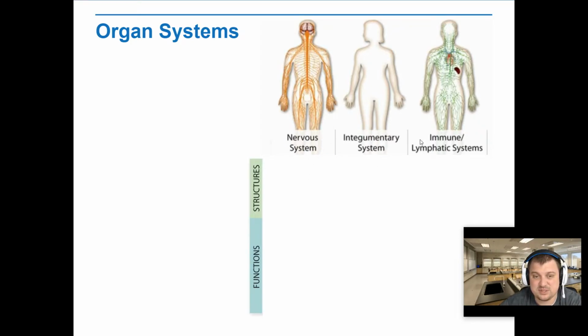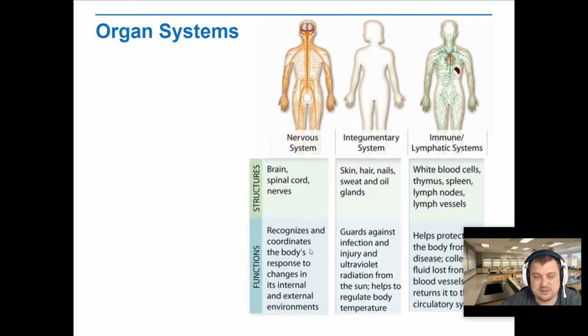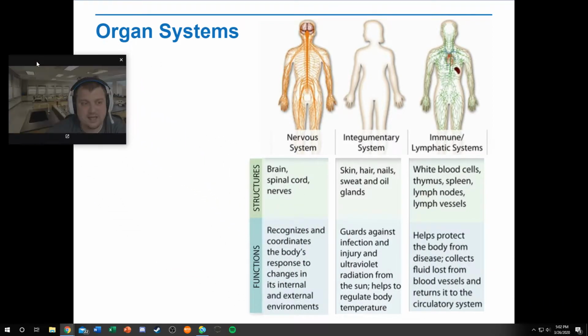We have the nervous system, the integumentary system, and the immune system. And right here you can see some of the organs that are part of that, okay? Now this is probably just a quick review of stuff that we've already gone over, right? But I want you to notice, as we're going through this, the structure and function.